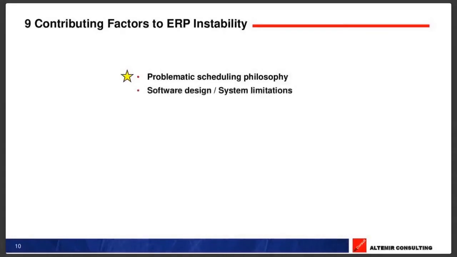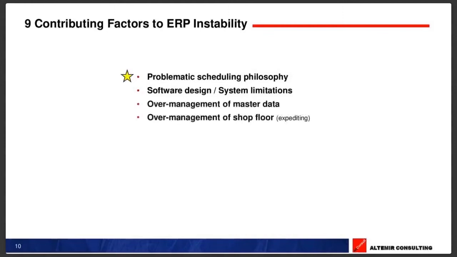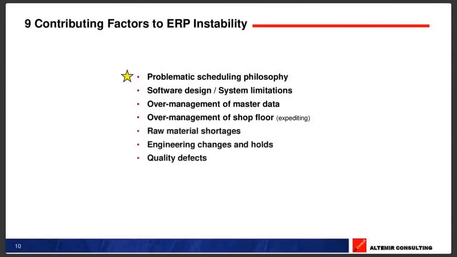The other contributing factor is system limitations, and sometimes your system just can't do what it needs to. And in those cases, fortunately, there's usually a way to work around those limitations. Another contributing factor is the over-management of master data, which is essentially turning too many knobs, or at least turning them in non-optimum ways. And similar to that is the over-management of the shop floor, which is a nice way of saying expediting.